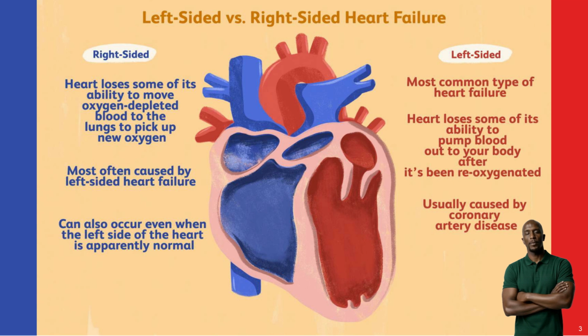Now let's look at the difference between left-sided and right-sided heart failure. In left-sided failure, the left ventricle can't pump blood effectively to the body. This causes blood to back up into the lungs, leading to pulmonary congestion, shortness of breath, cough, and crackles. Patients may also experience fatigue and cyanosis due to poor oxygenation. In right-sided failure, the right ventricle fails to pump blood into the lungs effectively, causing blood to back up in the systemic circulation. This results in peripheral edema, jugular vein distension, hepatomegaly, ascites, and weight gain.